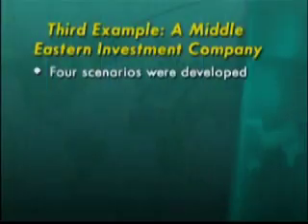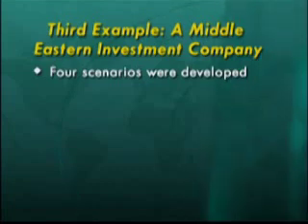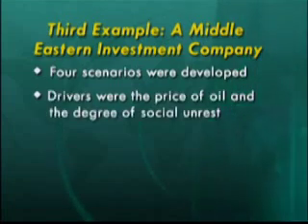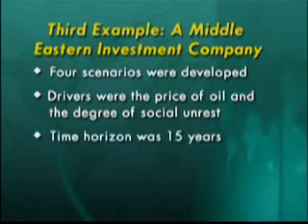In my third example, a Middle East investment company had primarily invested in real estate and real estate-related services. They wished to diversify their holdings so their investment returns would even out over time, in a strategy designed to be counter-cyclical to their current holdings. We developed 4 scenarios for them, with the drivers being the price of oil, fluctuating based on demand and the availability of biofuels, and the degree of social unrest. Their time horizon was 15 years.